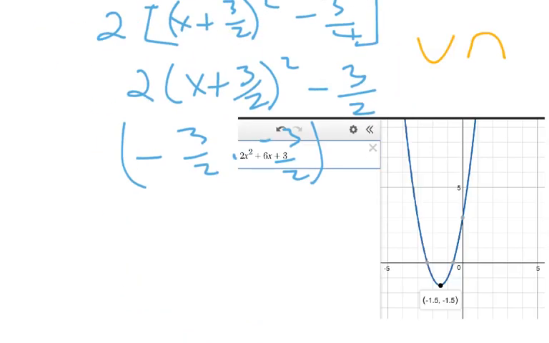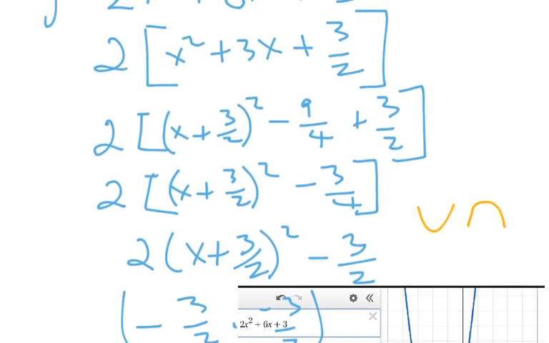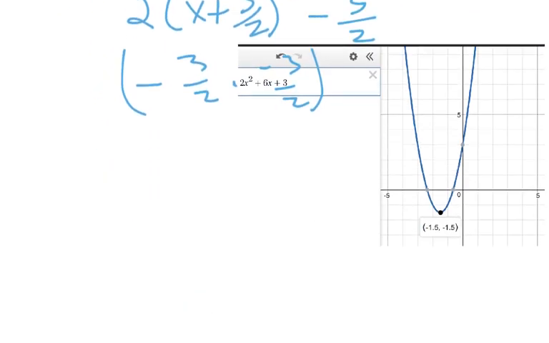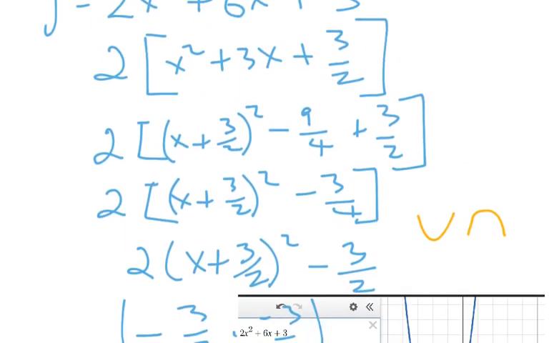And here's a copy of the graph, 2x squared plus 6x plus 3, 2x squared plus 6x plus 3 here. And there's your function with the minimum point, minus 1.5, minus 1.5. So it works, and it's not too difficult.